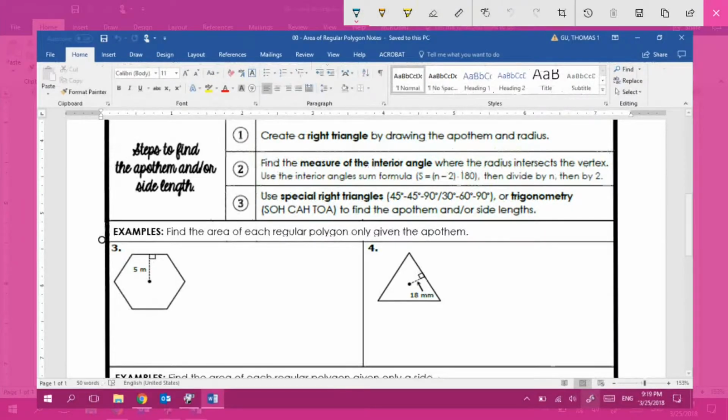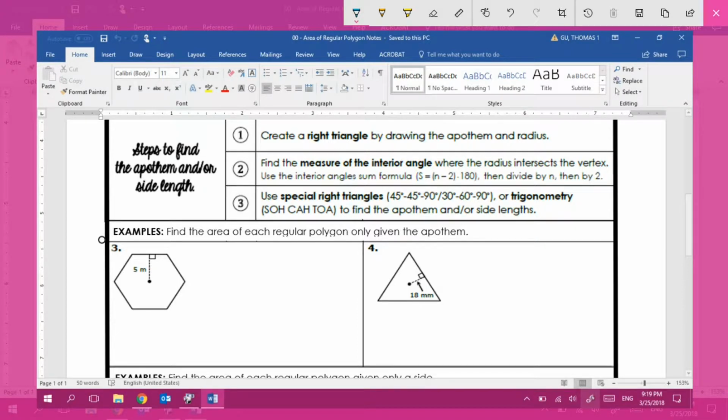Now, sometimes in the examples, they only give you the apothem or they only give you the side length. So how would I do a problem like that? How am I going to find the perimeter if I don't know the side length? You're going to have to find the side length. How am I going to find the area if I don't know the apothem? You're going to have to find the apothem. And there's 3 steps right here written very conveniently. And I'm just going to show you how you're going to use these steps in these types of problems.